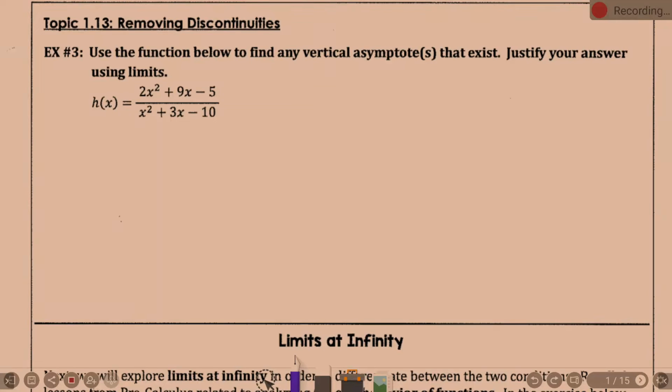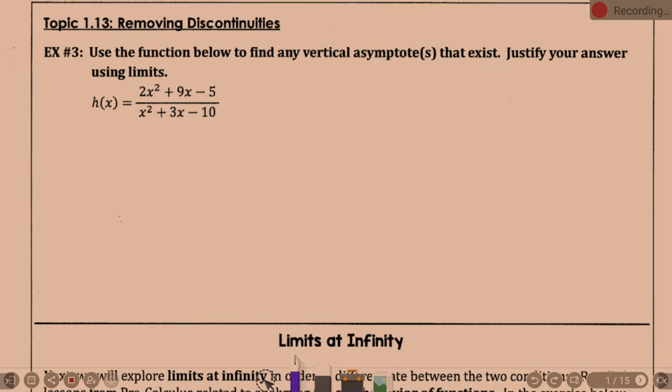Example 3. I had you guys at least looking at the factoring to get you started, just trying to challenge you to factor on your own without proactive AC. Some of you are seeing it, some of you are not seeing it. But use the function below to find any vertical asymptotes that exist. Justify your answer using the limits.